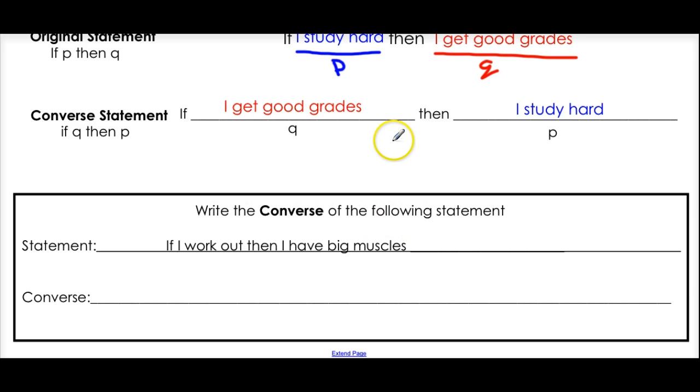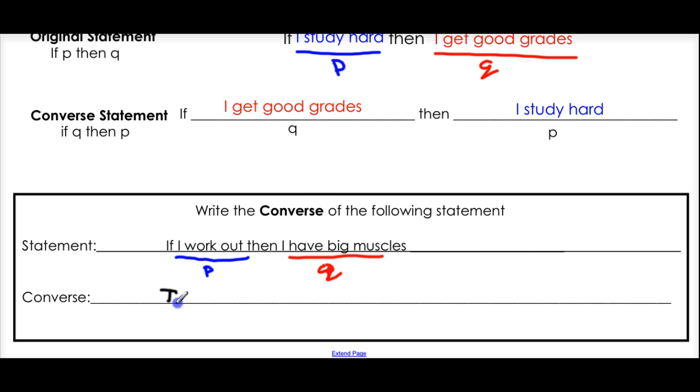Write the converse of the following statement. The statement is, if I work out, then I have big muscles. So let's first start by labeling our P and Q. Our P comes after the if, so it's I work out. And our Q comes after the then, and that's I have big muscles. Our converse just comes from switching the P and the Q. Did I write P there again? Whoop. So to write out our final sentence, it would be first the Q, then the P.